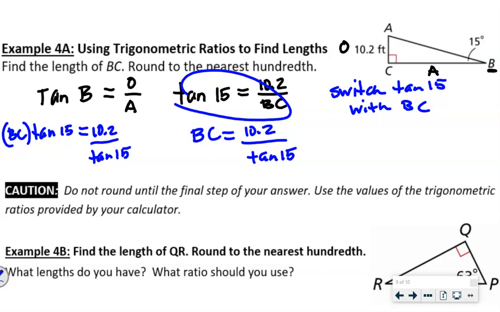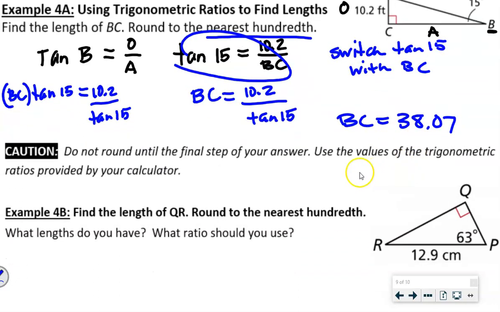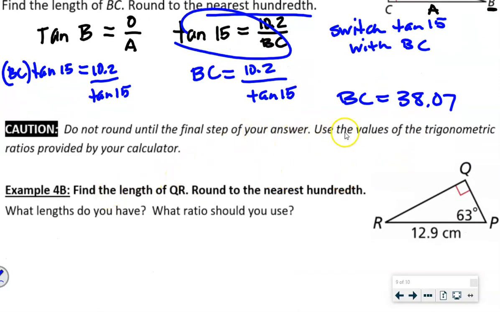Then you're just putting it in the calculator. 10.2 divided by the tangent of 15. So BC is going to be equal to 38.07. And this one says round to the nearest hundredth, right? Okay, it says also, do not round until the final step of your answer. Use the values of trigonometric ratios provided by your calculator.